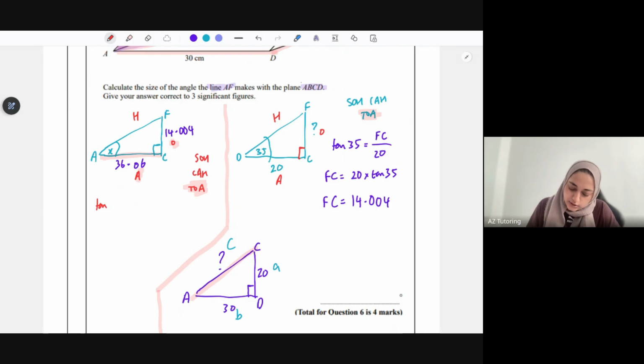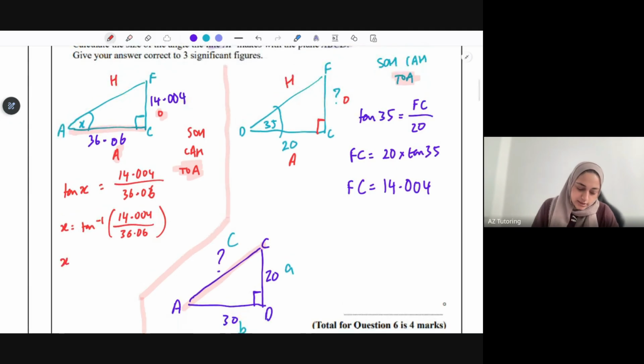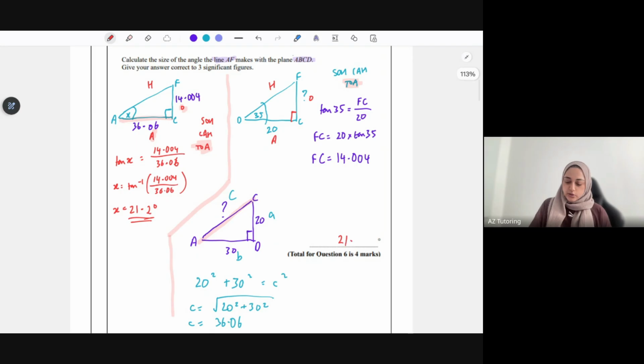So tan of the angle, which is X, we don't know what the angle is, equals O, which is 14.004 over 36.06. And to work out what X is, we need to do the inverse of tan of 14.004 over 36.06. Putting that in the calculator, we get 21.2 degrees. That's your final answer. Sounds sensible as well. So 21.2 degrees.